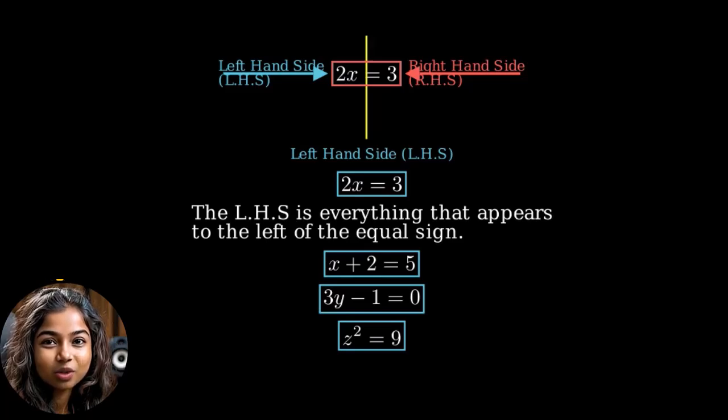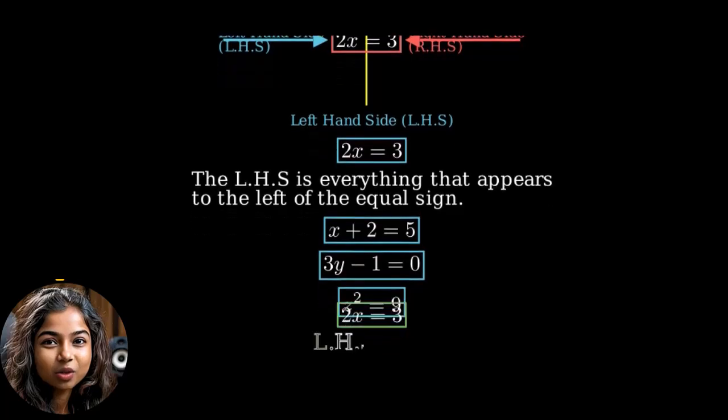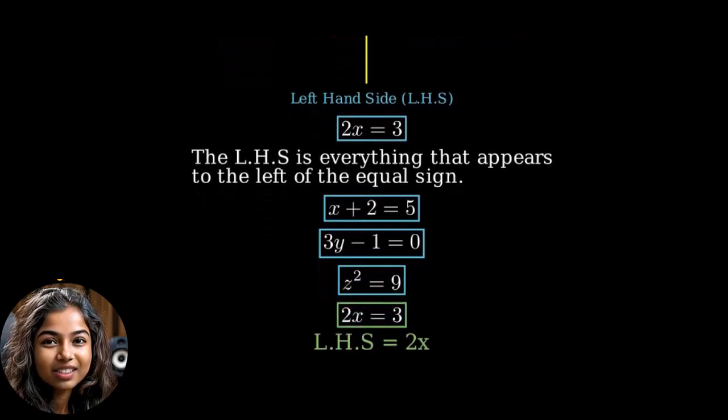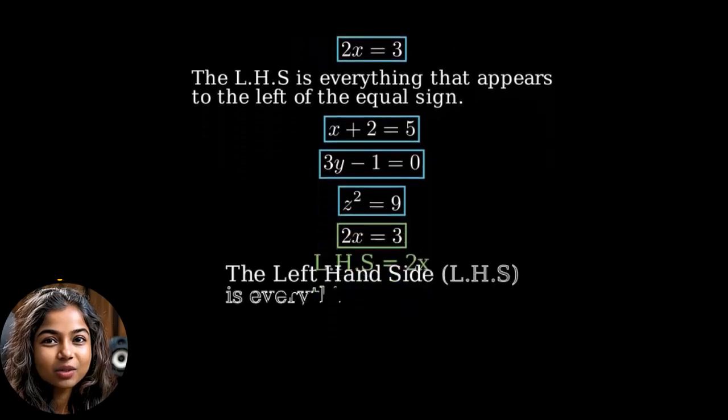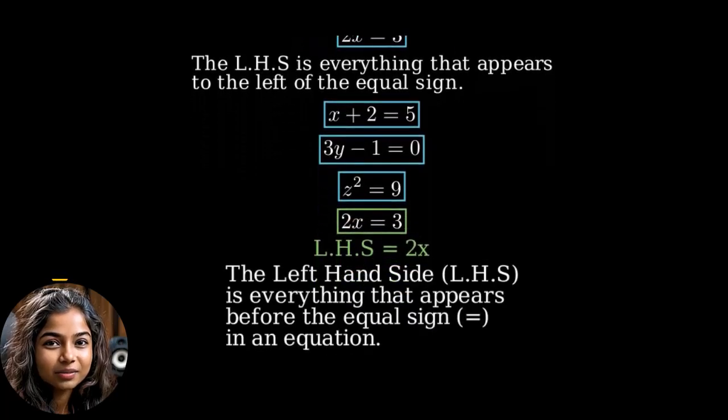So, returning to our original question, in the linear equation 2x equals 3, what is the left-hand side? The LHS is 2x, as it's the part of the equation that appears to the left of the equal sign. Remember, identifying the left-hand side of an equation is as simple as looking at what appears before the equal sign. This is an important concept in algebra.